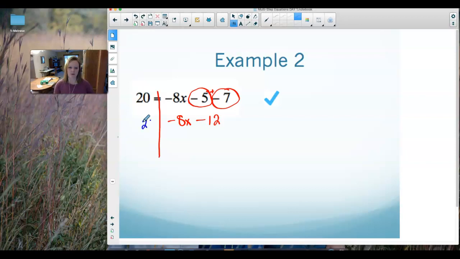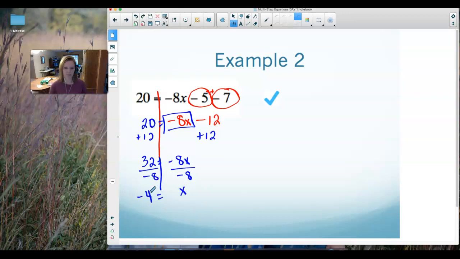Okay, I'm going to put the 20 on the other side of an equal sign. We want to keep the variable and its best friend together as long as possible. So this is a two-step equation. We're going to add 12 to both sides. So we have 32 equals negative 8x. And we're going to finish by dividing by negative 8. So x equals negative 4.